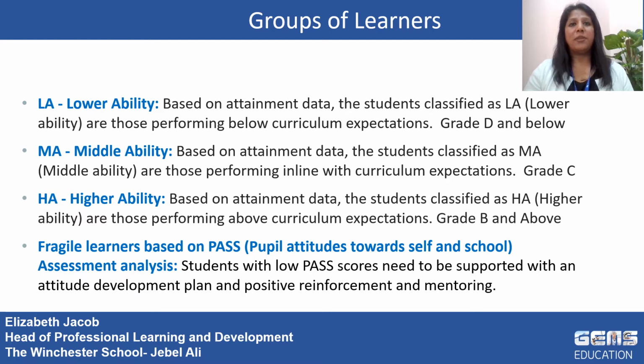LA or lower ability. Based on attainment data, the students classified as LA or lower ability are those performing below the curriculum standards, that is grade D and below. MA or the middle ability are students performing in line with curriculum expectations, that is a grade C. HA or higher ability are students performing above curriculum expectations, that is grade B and above.